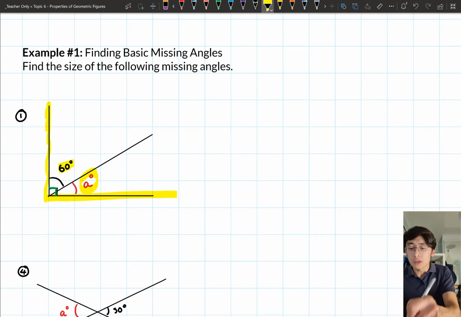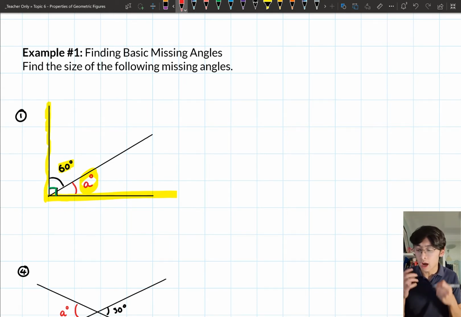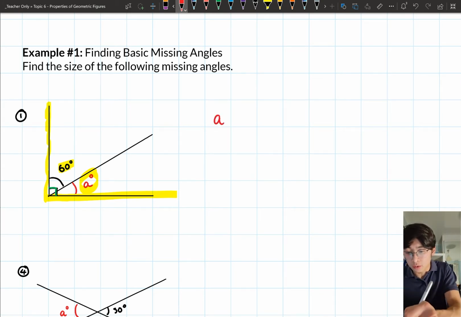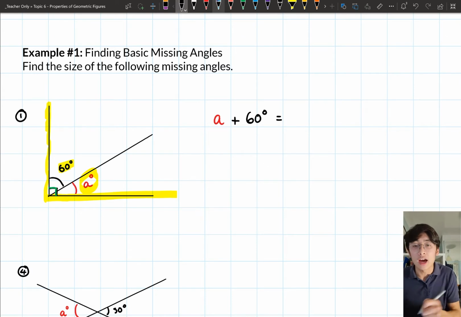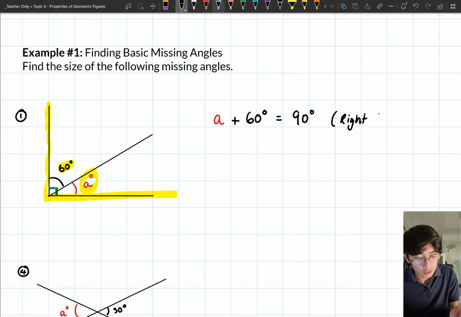And so if I want to find the value of A, I'm going to write an angle equation. I know that A and 60 are inside that right angle. And so if I add up those two angles, A plus 60 degrees, well, because they are on that 90-degree angle, they need to add up to 90 degrees. So here I'm going to put in that equal to 90 degrees because of that right angle. And here I'm going to give the reason on the side: this is a right angle.